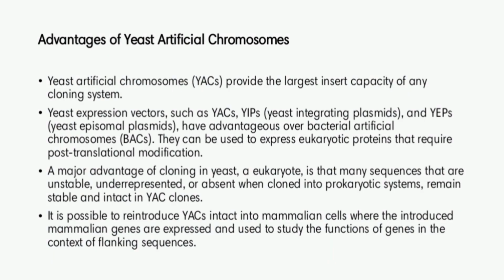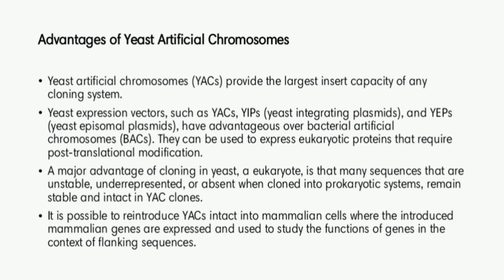Let us see about the advantages of yeast artificial chromosomes. So this YAC provides the largest insert capacity of any cloning system. Yeast expression vectors such as the yeast artificial chromosome, yeast integrating plasmids, and yeast episomal plasmids have advantages over bacterial artificial chromosomes, that is the BAC, and they can be used to express eukaryotic proteins that require post-translational modification.